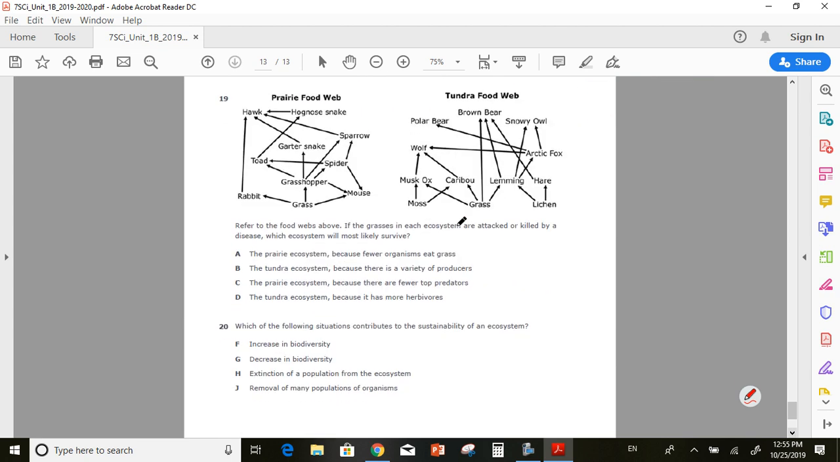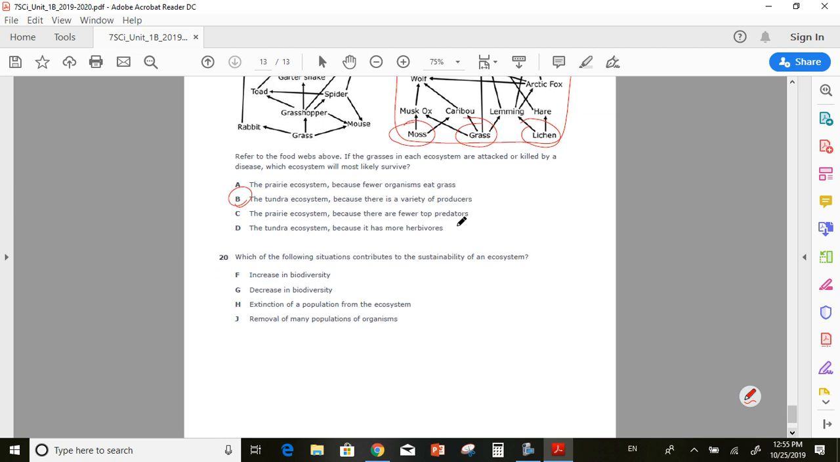Number 19, we practiced in class, and the one we practiced in class, we gave you the answer, so you should have known that it was the tundra because it has more biodiversity in the producers, so that is letter B. This one was one we gave you in class. And the last one we have is which of the following situations contributes, adds to the sustainability, the survival of an ecosystem. And this one we have biodiversity, so F is your answer.